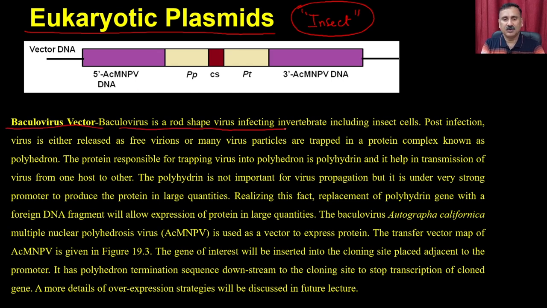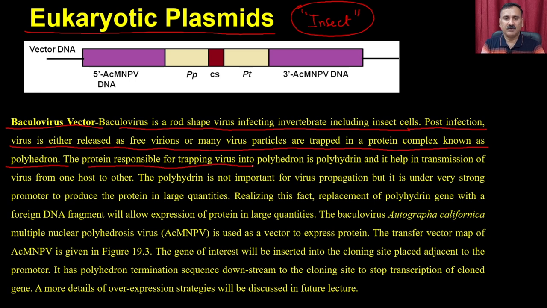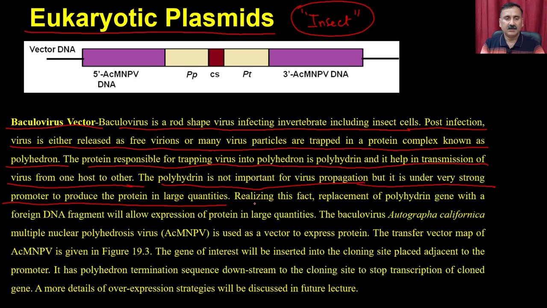So baculovirus is a rod shaped virus infecting invertebrates, including insect cells. Post infection, the virus is either released as a free virion, or many virus particles are trapped in a protein complex known as polyhedron. The protein responsible for trapping the virus into polyhedron is polyhedrin, and it helps in the transmission of virus from one host to another. Okay. The polyhedrin is not important for virus propagation, but it is under a very strong promoter to produce the protein in large quantity. So realizing this fact, the replacement of the polyhedrin gene with a foreign DNA fragment will allow the expression of the protein in large quantities.